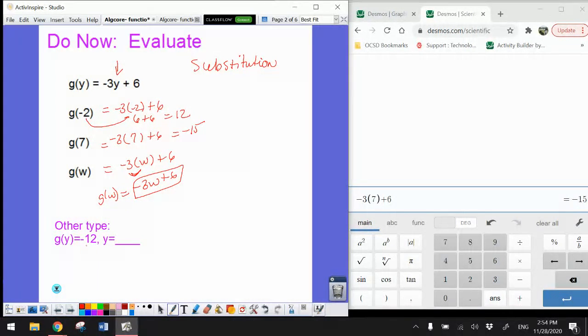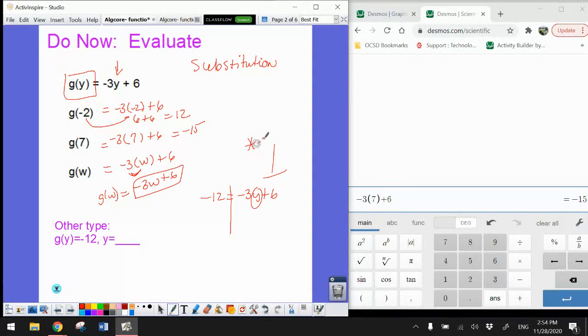Now there's another type of problem on this, and that is if I give you g of y, which means I'm giving you the left-hand side. I'm giving you this instead of the right-hand side. So if I give you g of y equals negative 12, then all of a sudden the problem changes. I have negative 12 equals negative 3y plus 6. I have to solve for the y.